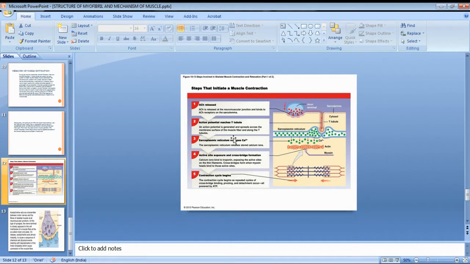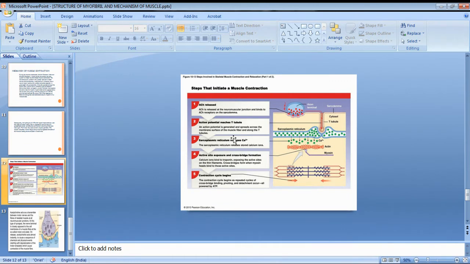Next, coming to the point, consequently, the hydrolysis of ATP at the myosin head continues, and this leads to further sliding of the filaments. This process is repeated until the calcium ions are pumped back to the sarcoplasmic reticulum, which results in the covering of the actin sites again.